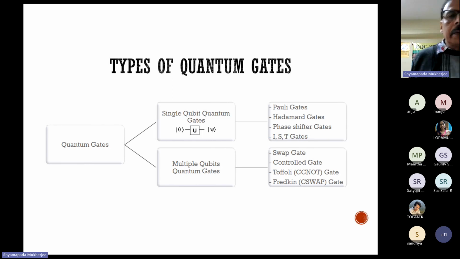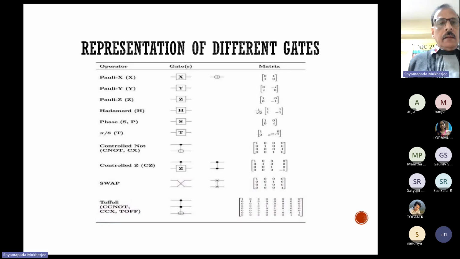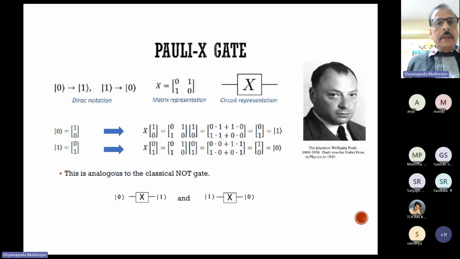So we are discussing the types of quantum gates. Already we have discussed what a single qubit gate is and what a multiple qubit gate is. These are the different types of quantum gates associated with quantum computation. We have also discussed in detail the Pauli X gate. Its classical analog is the NOT gate, which does the same operation as the Pauli X gate.